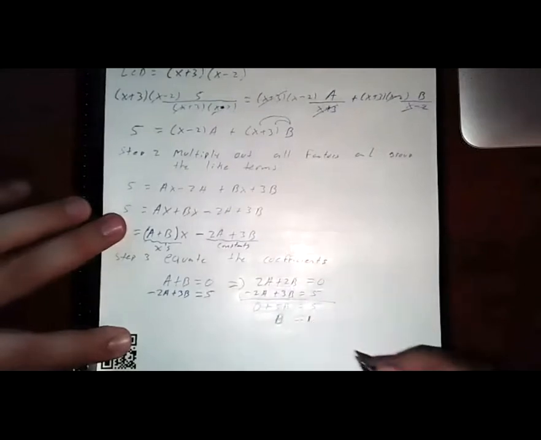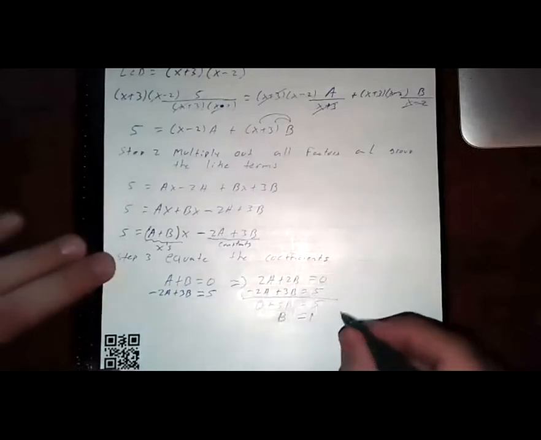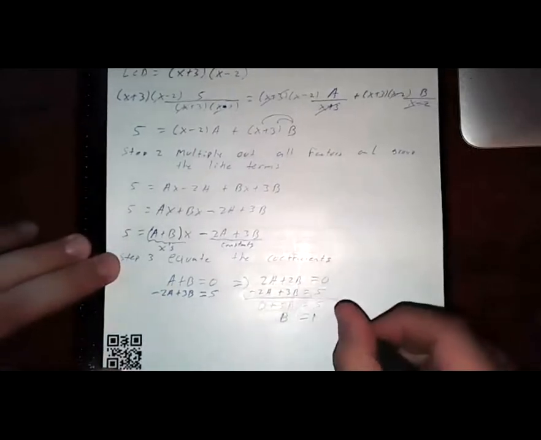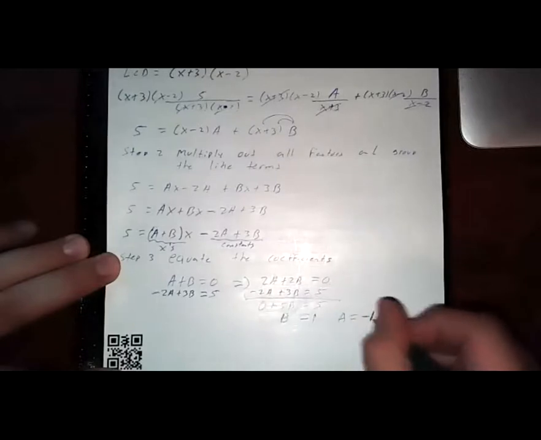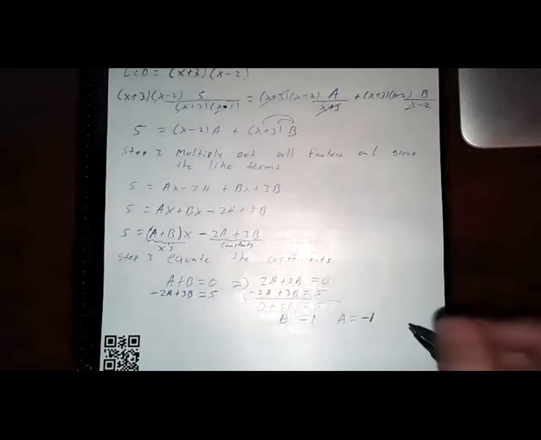b is equal to 1, right? So if b is 1, what does a have to be? a plus b is 0, so this implies that a is -1, right? So that's it. Once you have a and b, you're done.